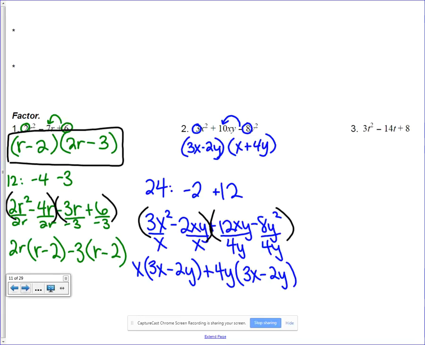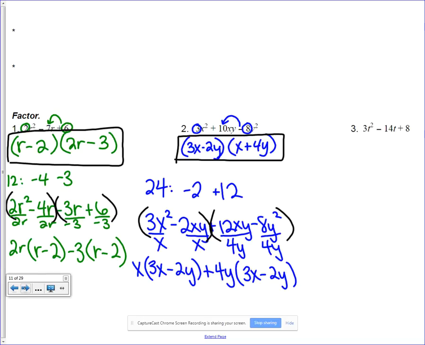Folks, could you have those switched? Could you have the x plus 4y first? Absolutely, you could. You could have these two parentheses in opposite orders, but you still have to have the 3x minus 2y together. It just could come second.